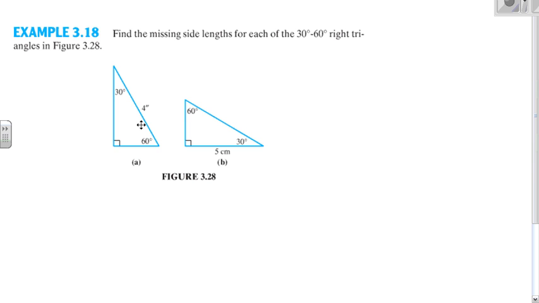So for this first example, we have the hypotenuse, which is 4. The short side is half the hypotenuse, so it will be 2. The long leg is the square root of 3 times the short leg, 2 square root of 3.